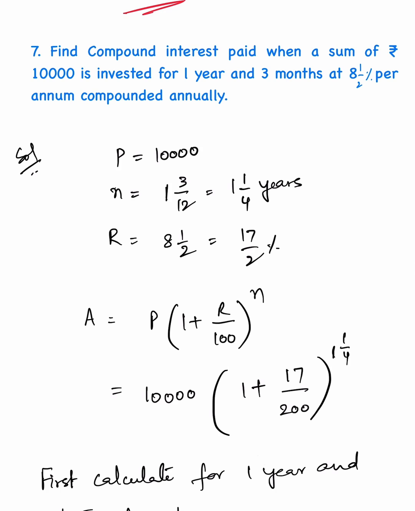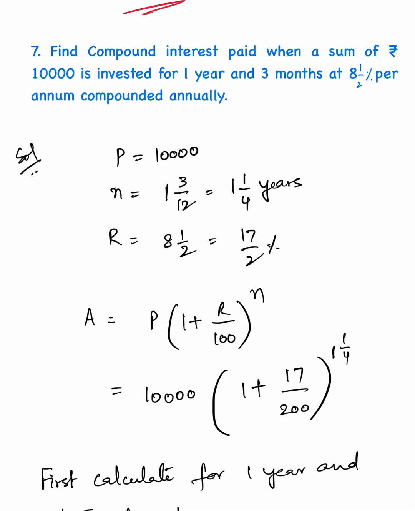Find the compound interest paid when a sum of 10,000 is invested for 1 year and 3 months at 8.5% per annum compounded annually. Compounded annually means every year. So P is 10,000, N is 1 year and 3 months, which means 1 and 3 by 12. 3 months out of 12 months means 1/4. So 1 and 1 by 4 years. N is 1 and 1 by 4. R is 8.5, that means 17 by 2%.